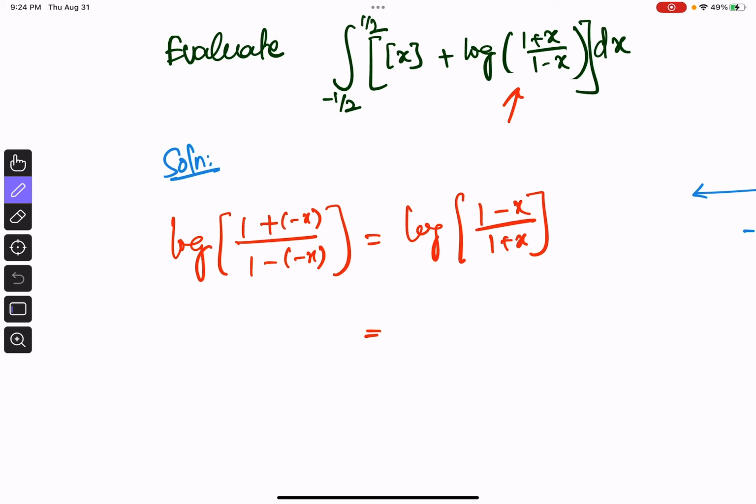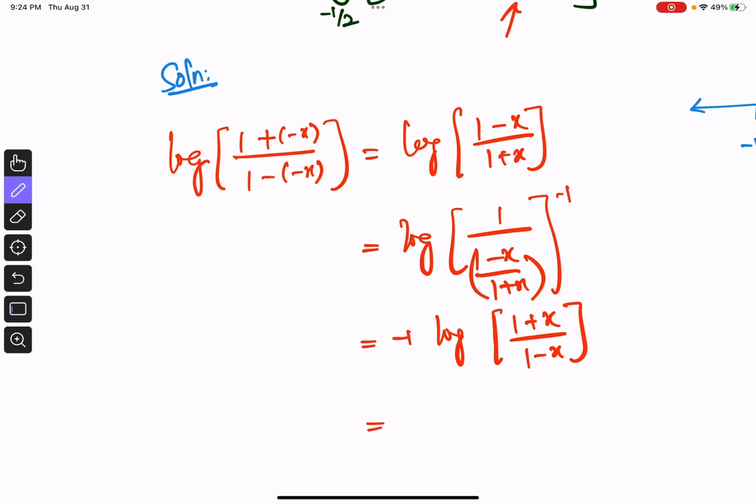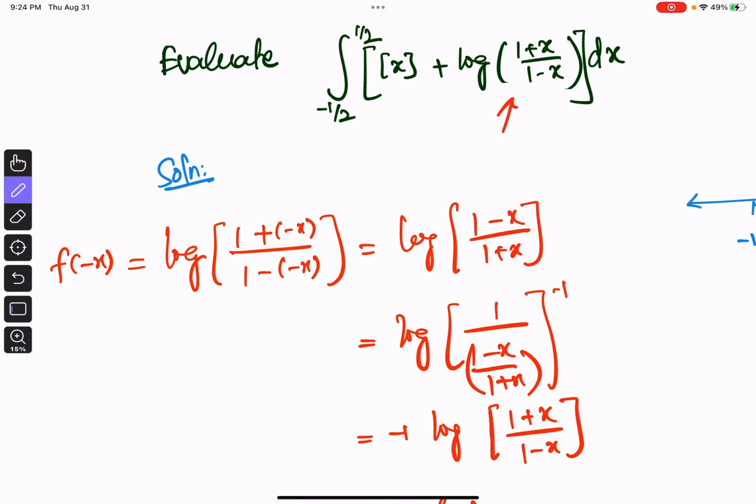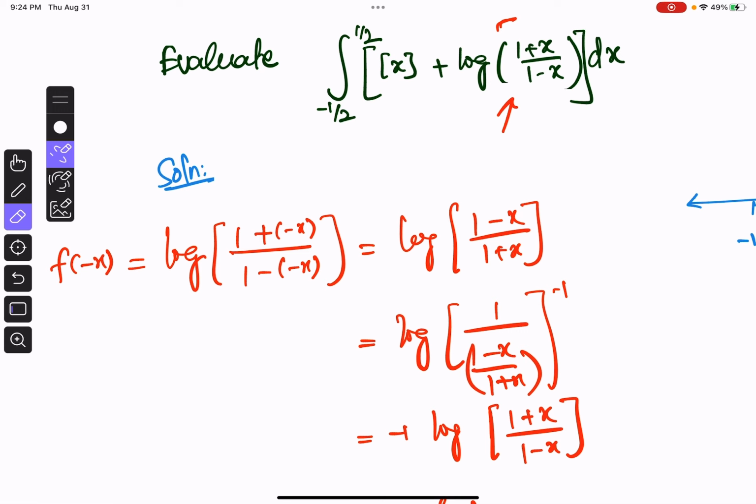Now that I know it's just a log function, I can write this as log of ((1 minus x) divided by (1 plus x)) whole power minus 1. And that means this is minus 1 times log of 1 plus x divided by 1 minus x, correct? That means now I got what I started with. So this was my f of minus x, let's say, and I got minus f of x. That means the f that I have taken, log of (1 plus x) divided by (1 minus x), is an odd function.